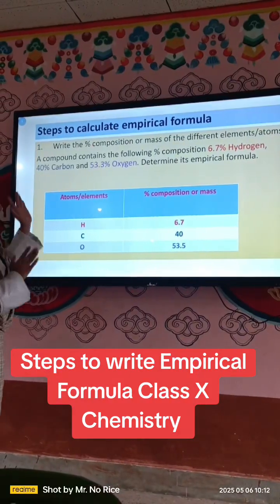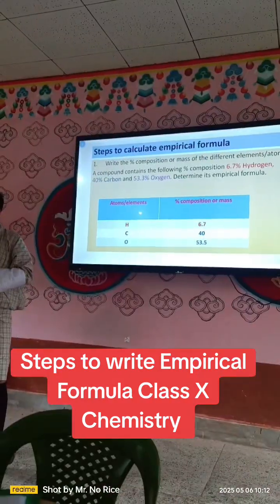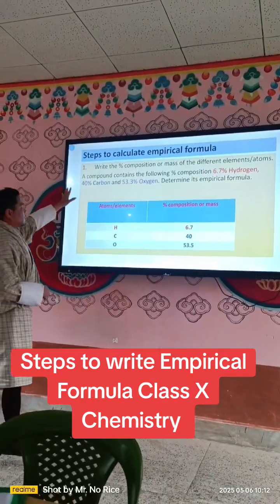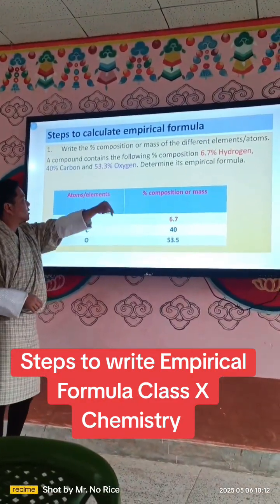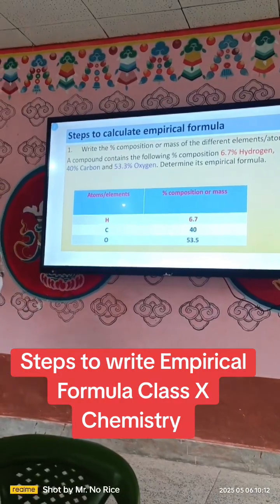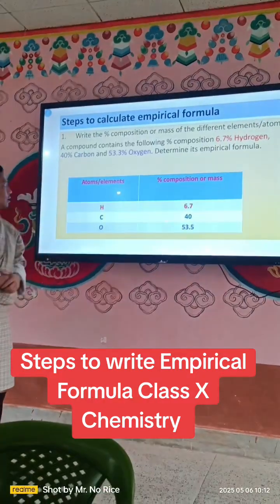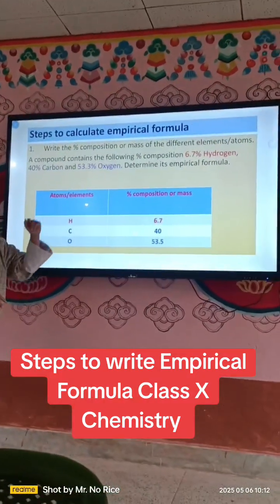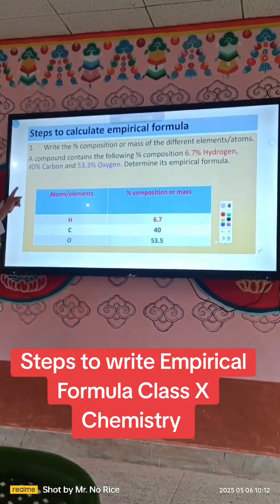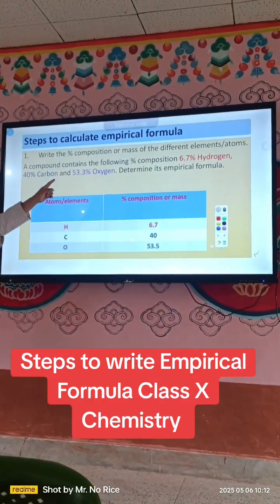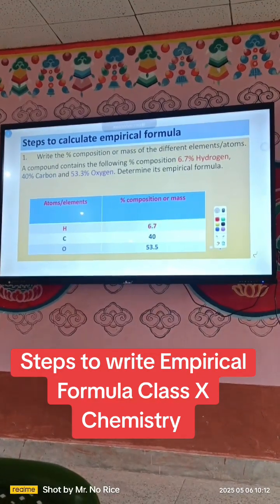Today we are going to look into the steps of writing the empirical formula. The first step: this is the question. A compound contains the following percentage composition: 6.7% hydrogen, 40% carbon, and 53.3% oxygen. Determine the empirical formula. So in the first step, write the percentage composition or mass of the different elements or atoms.